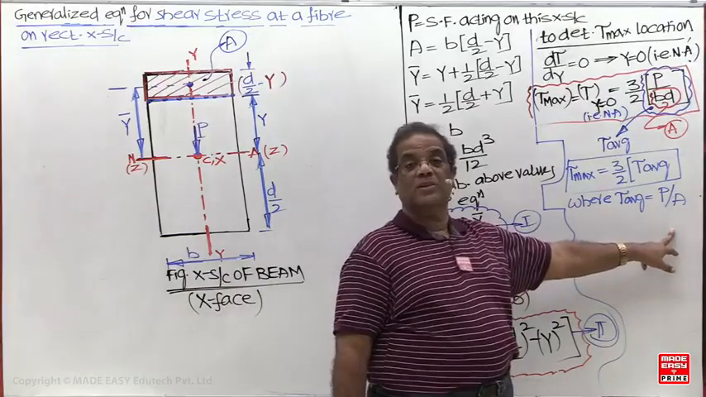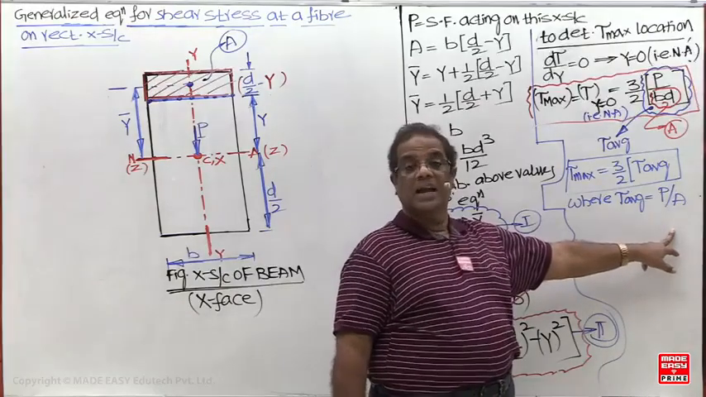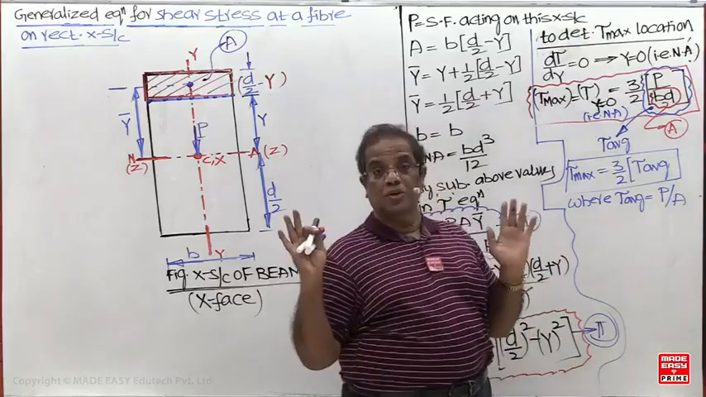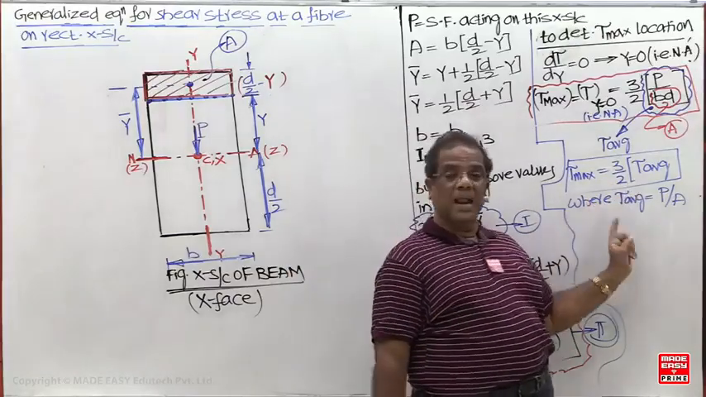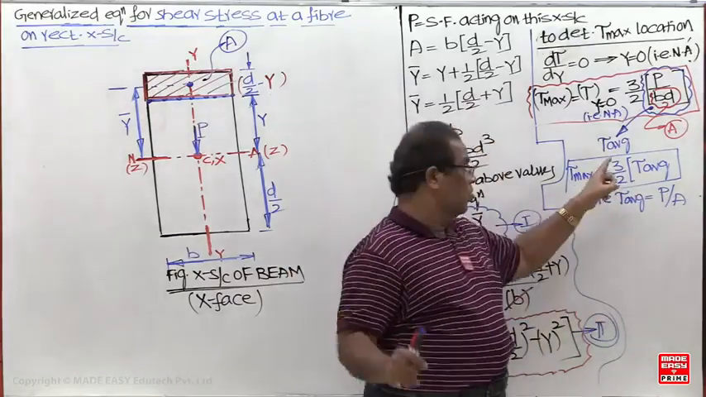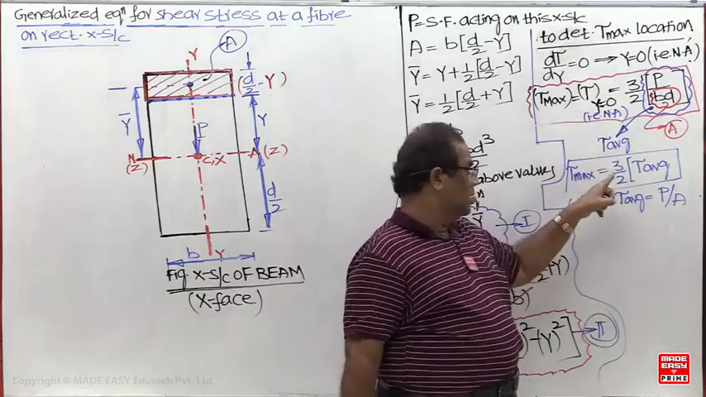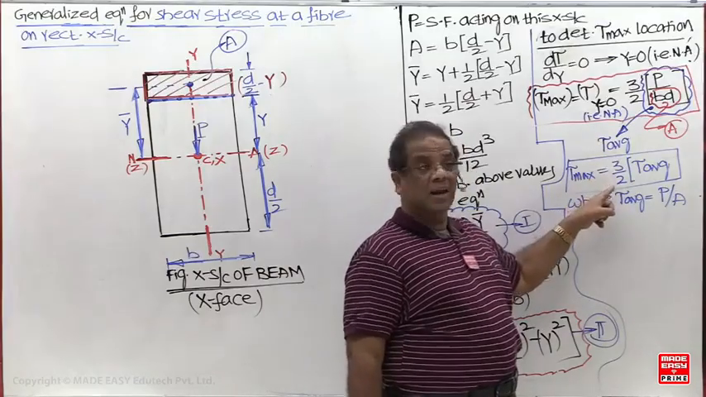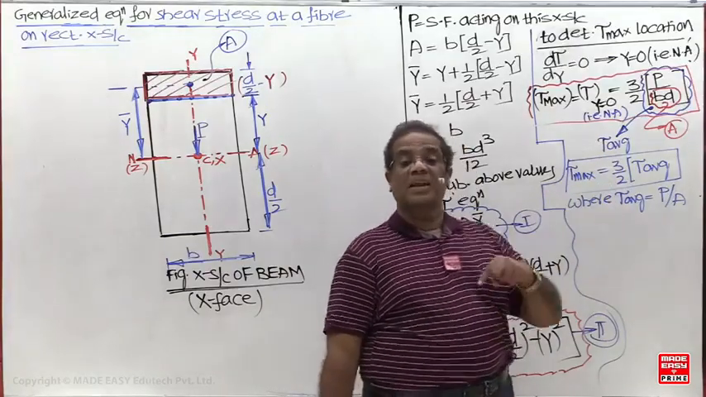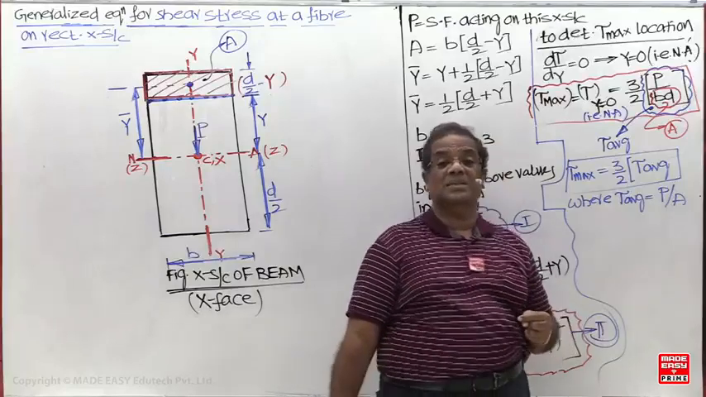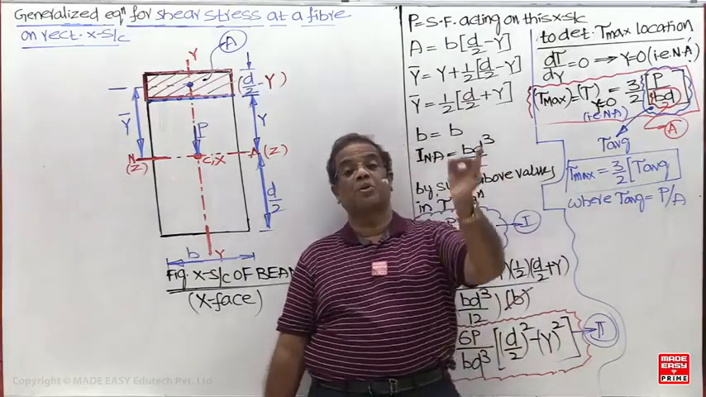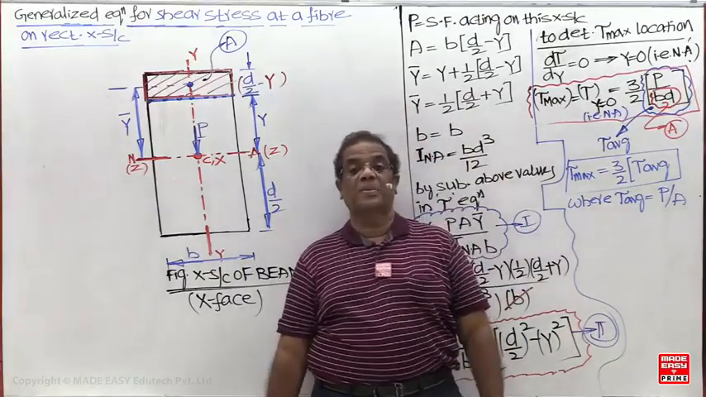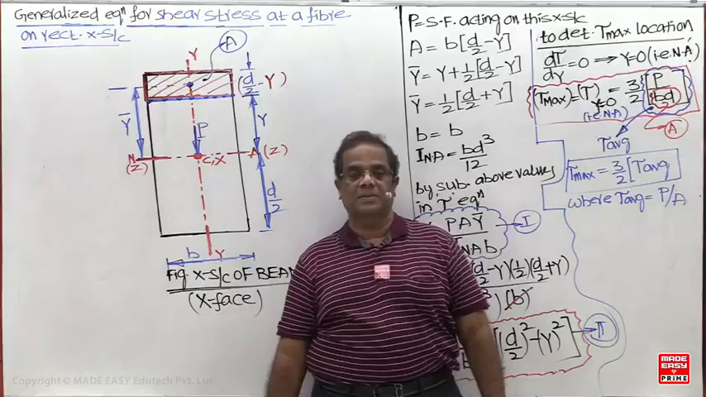Pi D square by 4. Square, A square. Triangular, BH by 2. For every cross section you know the area, so you can directly get the average shear stress. Only this constant will change. In the case of rectangular, this constant is 3 by 2. So in a rectangular cross section, the maximum shear stress is 50% more than the average shear stress.